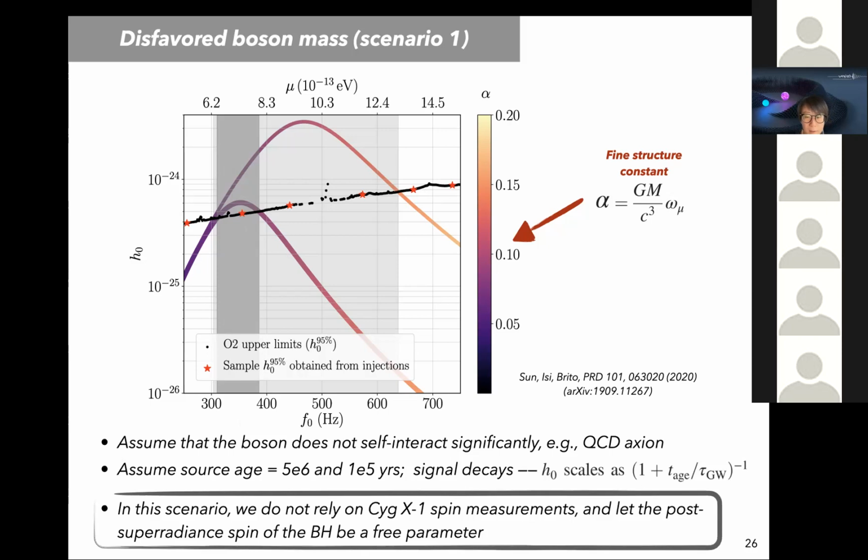So there's also another caveat with this scenario. We actually do not rely on the spin measurement of Cygnus X-1 here, and assume that the spin of the black hole after the superradiance is a free parameter. So there's potential conflict here. We know that although there's large uncertainty in the spin measurement of X-ray black holes, Cygnus X-1 is generally believed to be a high spin black hole. It's old and it's still spinning fast. So you might imagine that the superradiance might have never happened and the cloud has never existed. So that's one potential problem. And also because we don't really know the history of the system, that makes it difficult to interpret.